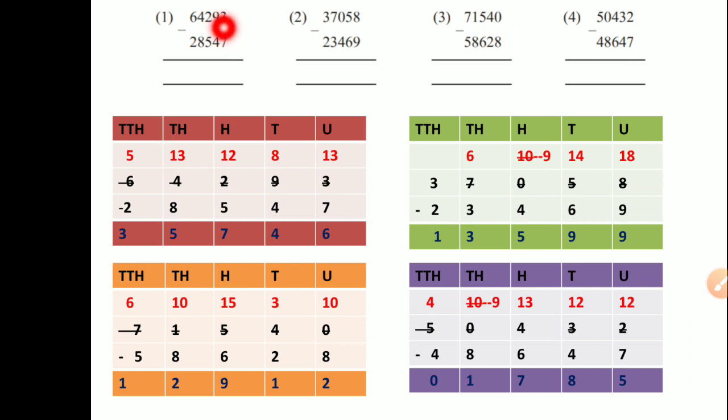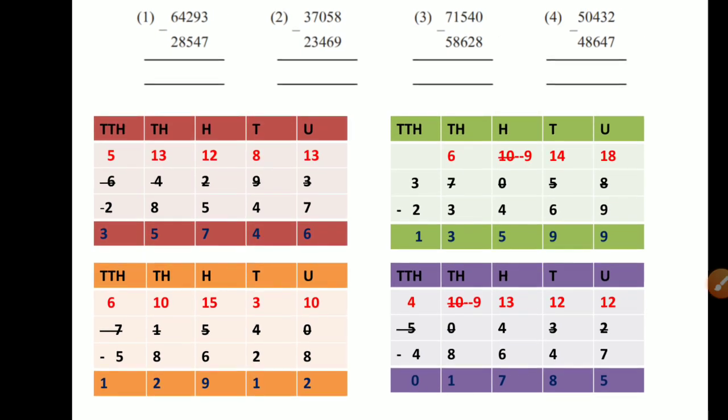Question number 1. 64,293 minus 28,547. See the solution here. Make this box: unit, tens, hundred, thousand, 10,000. Write the number. Start writing from unit place. 3, 9, 2, 4, 6, 7, 4, 5, 8, 2 and put a subtraction mark.